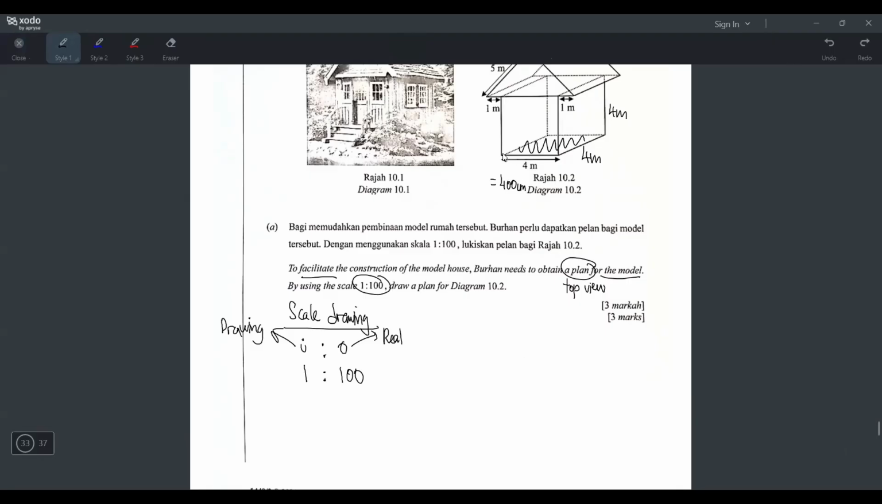So when you divide by 100, you will get 4 cm. Sorry. Yeah, 4 cm. Because you divide by 100, right? Yeah, so when you divide by 100, you end up with 4 cm, right? So what I'm going to do is draw a square which is 4 cm by 4 cm, right? And I'll draw it now, okay? So let's draw it now, 4 cm by 4 cm, okay?